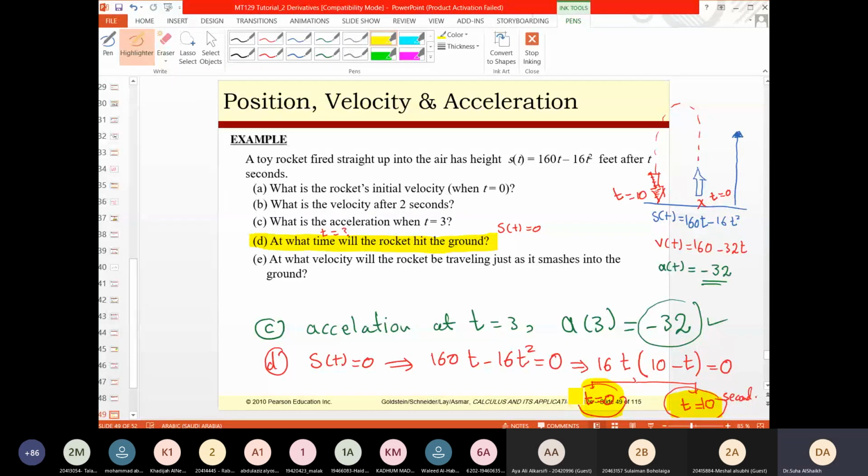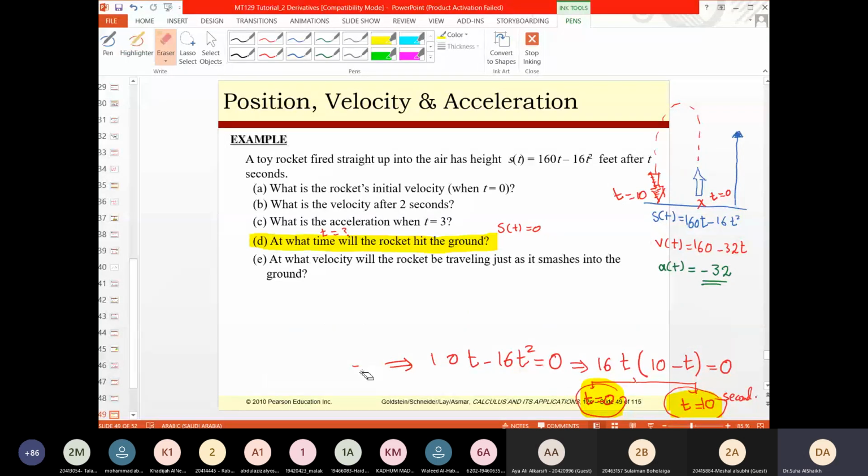Let's see the next. I'm done with D. We have E. In E, at what velocity? They're asking about the velocity. At what velocity will the rocket be traveling just as it smashes into the ground? That means just when it hits the ground.